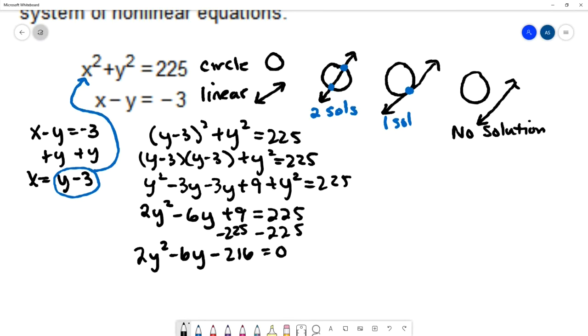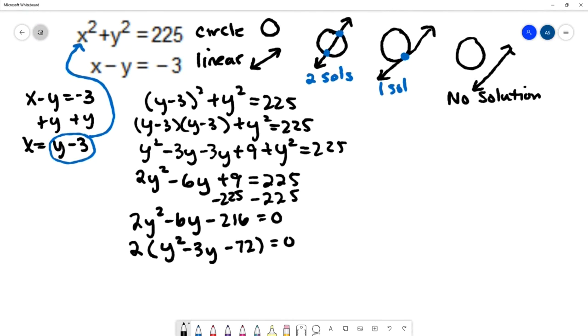So let's try to factor this. 2, 6, and 216 are all even numbers, so I can factor a 2 out. That leaves me with y squared minus 3y minus, let's see, minus 72 equals 0. And I'm going to try to factor. In order to factor this trinomial, I need to know the factors of 72. It's a bigger number, so I'm not as familiar with those factors. So let's write them down over here on the left.